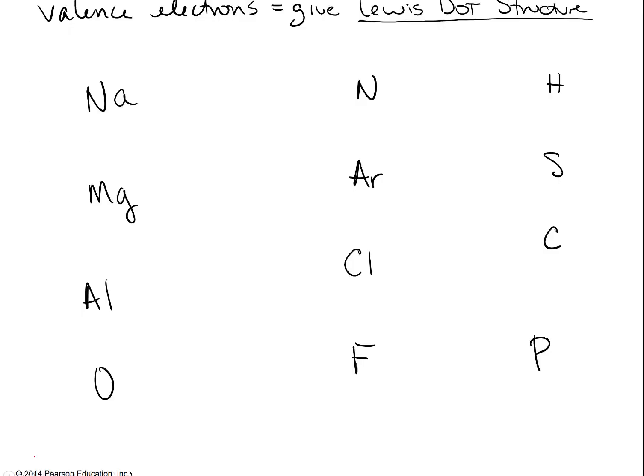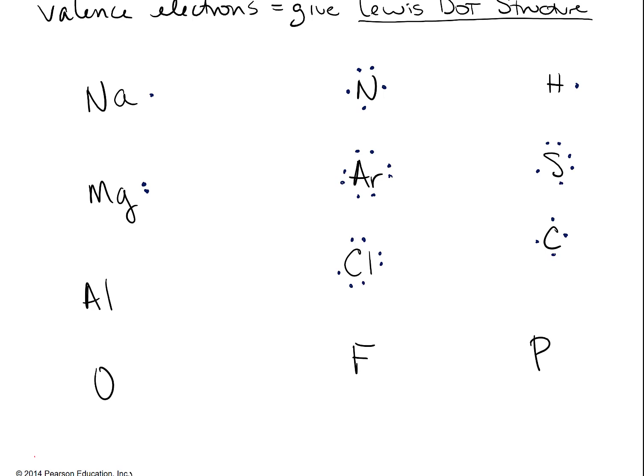So in this, sodium, notice it's in group 1, so it would just have a single dot. Nitrogen, being in group 5, is going to have 5 dots around it. Hydrogen, 1 dot. Magnesium would have 2. Argon would have 8. So argon's all the way in the far right column, and has a full set. Sulfur, 6. Carbon, 4. Chlorine has 7 in group 7A.